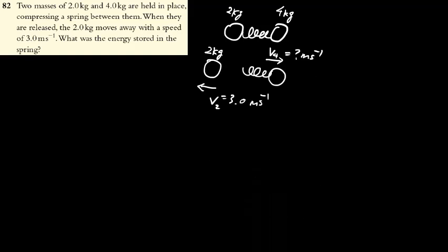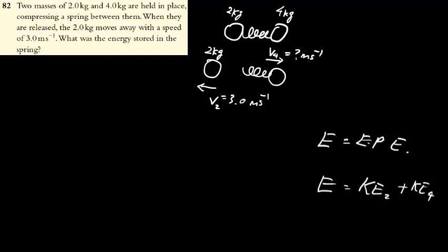For 82, it's a case where again you need to draw some diagrams so that you know clearly what happened. First of all, you've got two masses held in place with a spring compressed between them, and after that the spring is released. So the 2 kg one will move to the left with 3 meters per second, while the 4 kg one, of course, will move as well. It won't be held in place and not move at all, and therefore it has an unknown velocity as well.